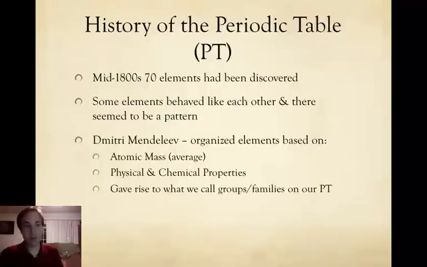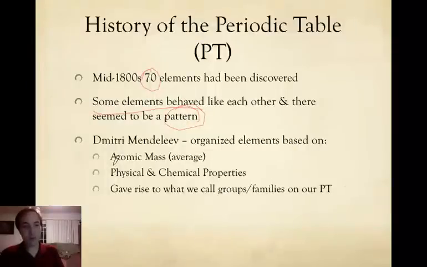The history begins in the mid-1800s, and it turns out at this point in time, only about 70 of the elements that we know today, and we know over 100 elements today, had actually been discovered. But scientists had figured out at this point that of those 70 elements, some behaved very much like each other, meaning they had similar properties, and that these similar properties seemed to follow a pattern. It wasn't until a Russian scientist by the name of Dmitri Mendeleev came along that we were able to organize it and figure out what this pattern might be.